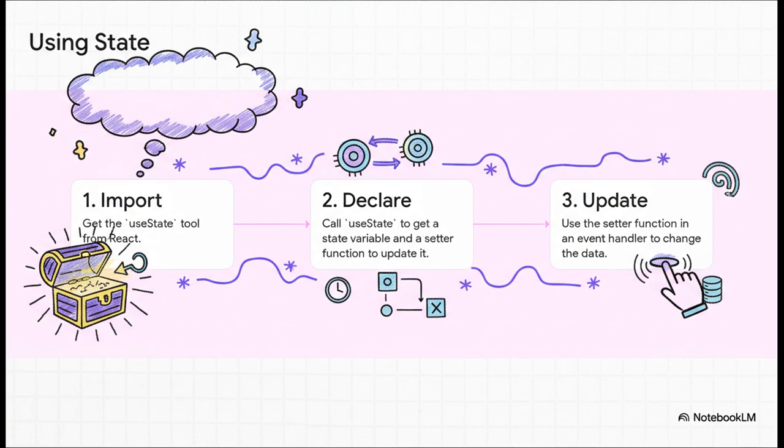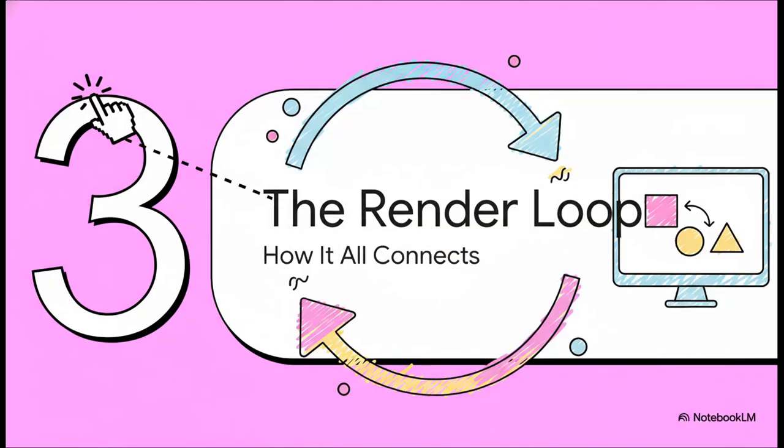And to use this memory, we get this special tool from React called a hook. Hooks are basically functions that let us hook into React's features, and for state, we use the one called useState. It's a super simple three-step process. First, you import it. Second, you declare your state variable and a special function that's used to update it. And third, you just call that update function whenever something happens, like a user clicks a button. That's it.